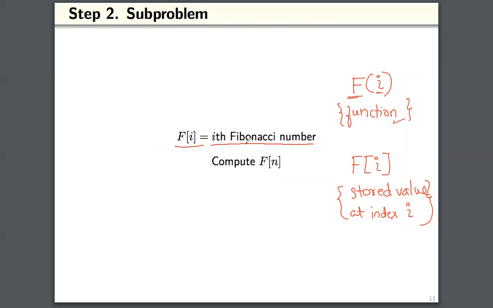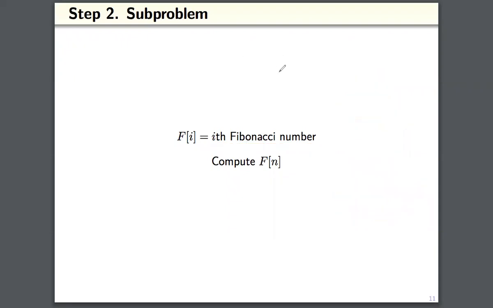f[i] is the ith Fibonacci number. We want to compute the nth Fibonacci number. So f[i] is the generic subproblem. And compute f[n]. f[n] is the objective subproblem. Our aim is this. Our goal is this. So you should always have two sentences.